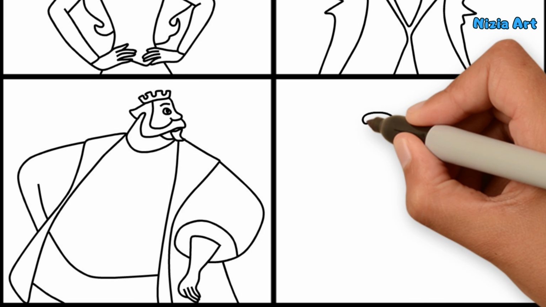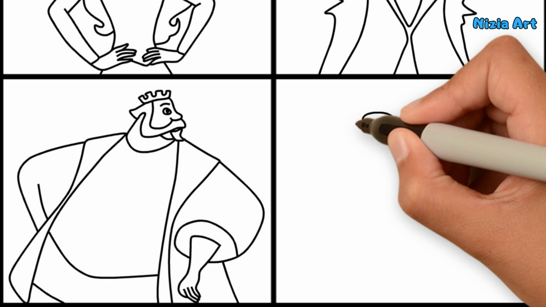Then, I'm drawing Queen Leah. Queen Leah is Aurora's mother and King Stefan's wife.